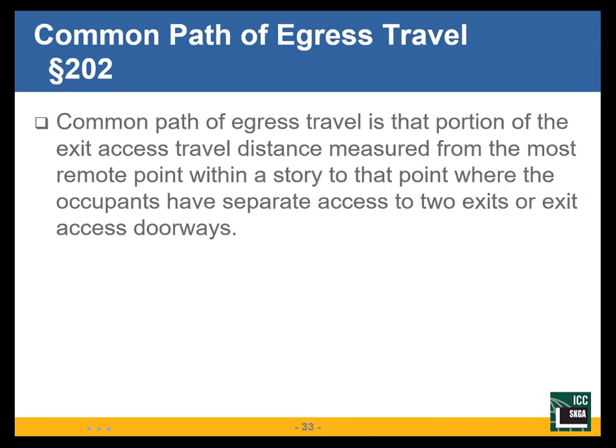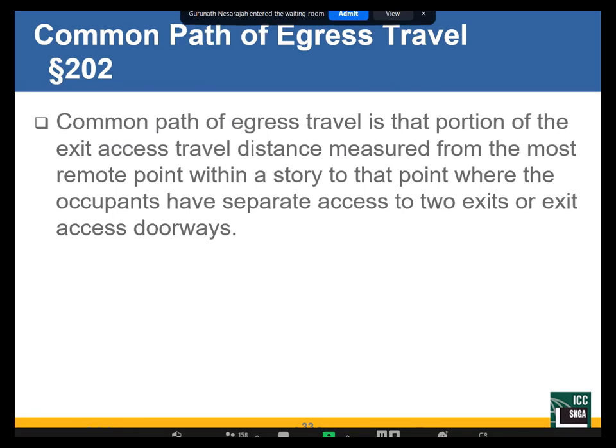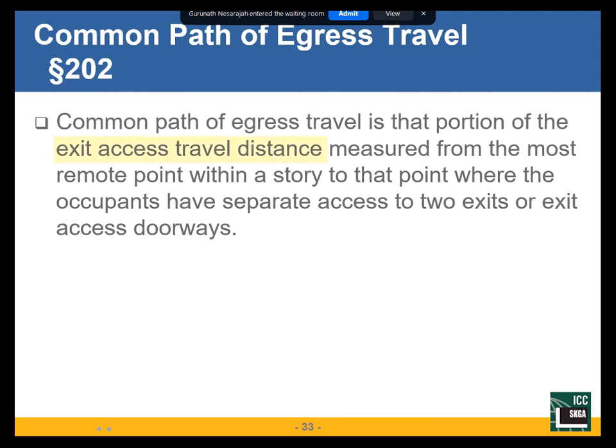My common path of egress travel, we need to understand that. Here's our definition. Common path of travel is the portion of the exit access travel distance. So we're in the exit access. Measured from the most remote point within a story or a room to the point where they have separate access to two exits or exit access doorways. To the point where they have separate exits. That's the key.